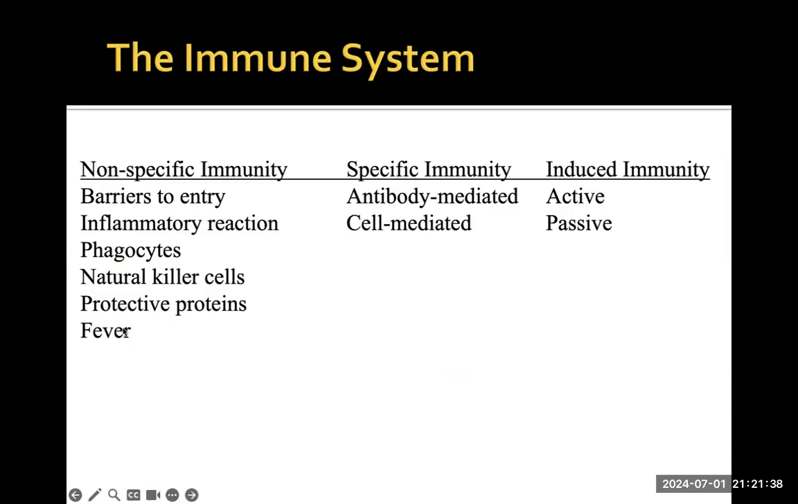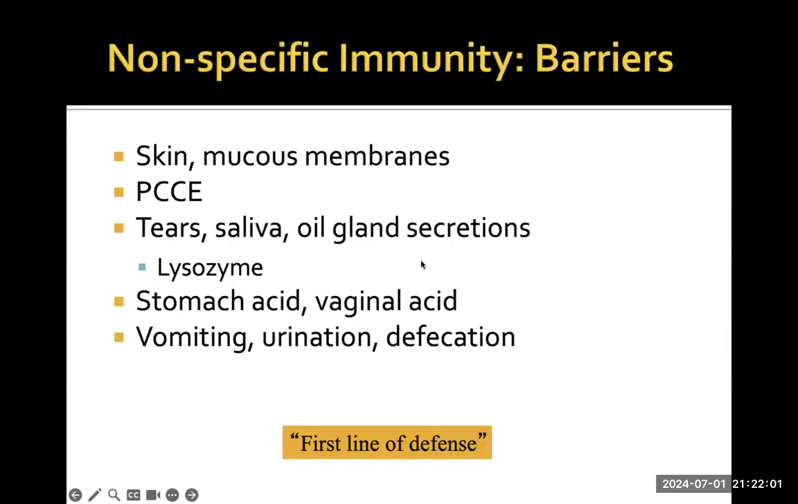Protective proteins and fevering. So fevering actually causes your body to create an inhospitable environment for the foreign substances, which basically means they don't want to live there because it's too hot. So it also helps to kill off in that way. Specific immunity is going to be antibody mediated immunity or cell mediated immunity. And then again, induced is either going to be active or passive. So we'll start with non-specific and barriers.